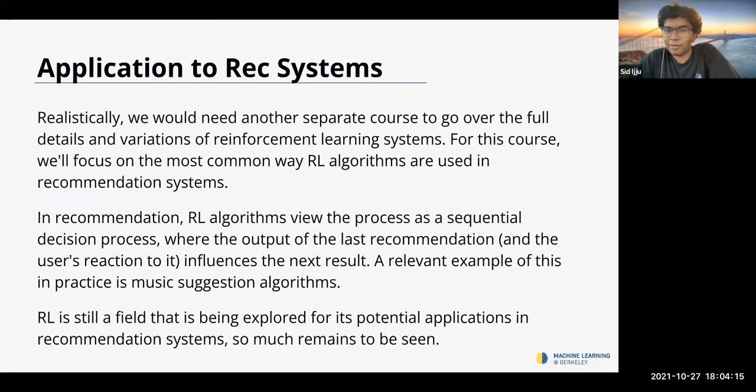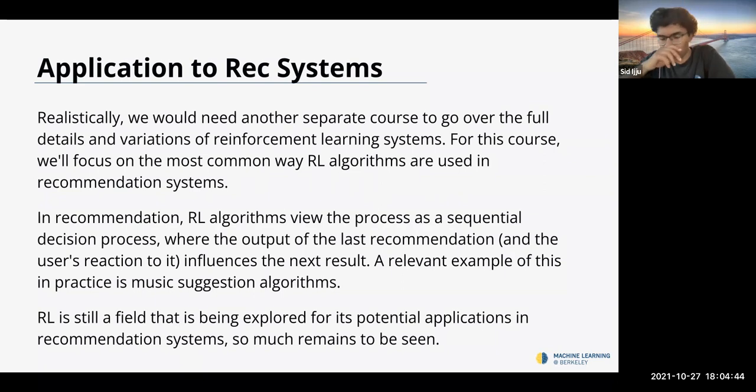Like I've said a ton of times before, we basically need a full separate course in order to go over every single detail about reinforcement learning systems. So for this course, we just define the basic concepts, and we look at a couple of different ways they're used in practice. In recommendation, our algorithms view the recommendation process as sequential, where the output of the last recommendation you gave to a user influences the next result.